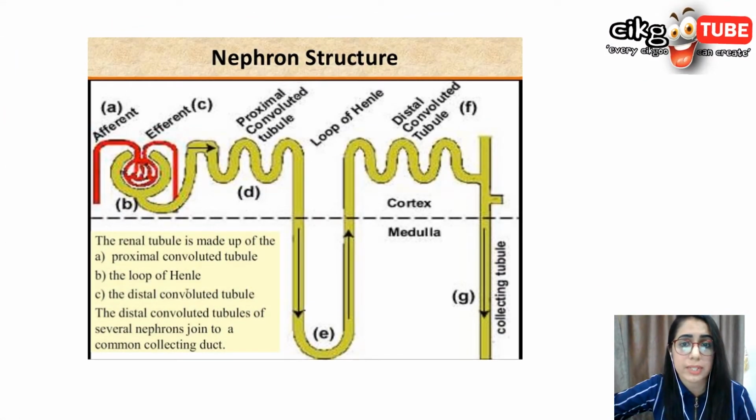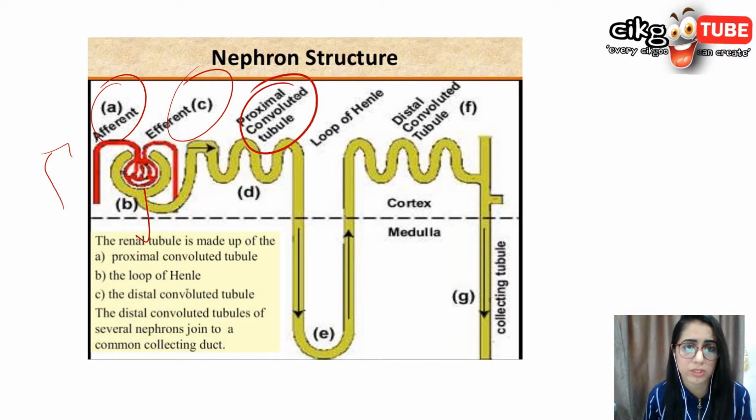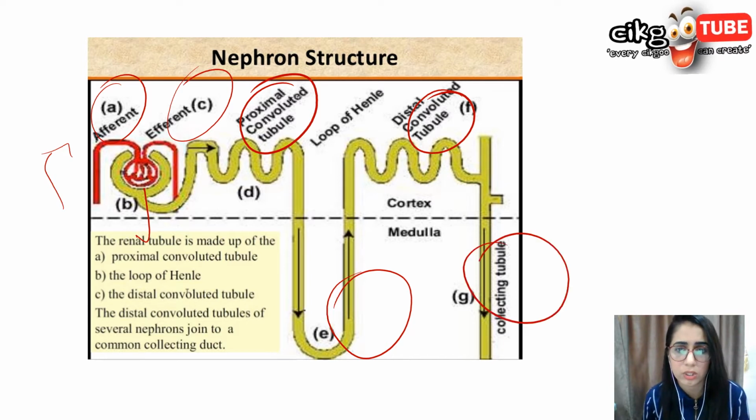Now, this is the basic structure of a nephron. Again, I repeat. This is the glomerulus. The blood enters through the afferent and then goes out through the efferent. Then we have the proximal convoluted tubule, loop of Henle, and then the distal convoluted tubule connected to the collecting tubule or collecting duct, and then it goes to the urethra.